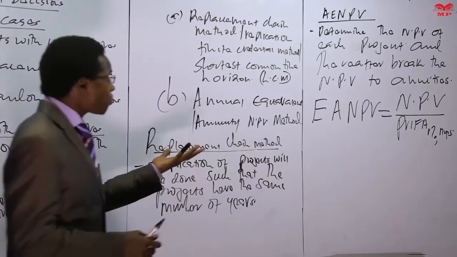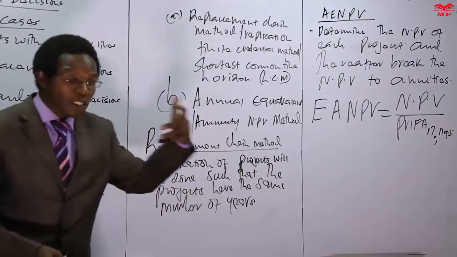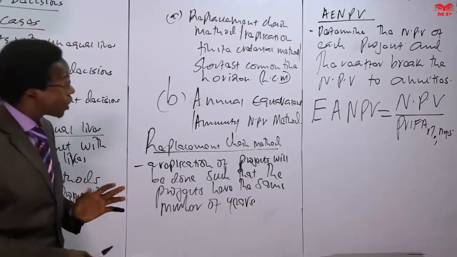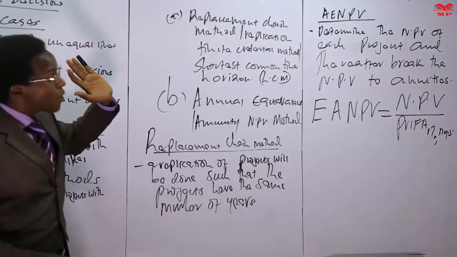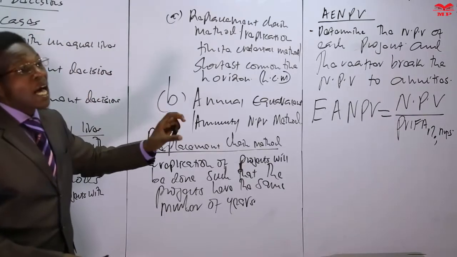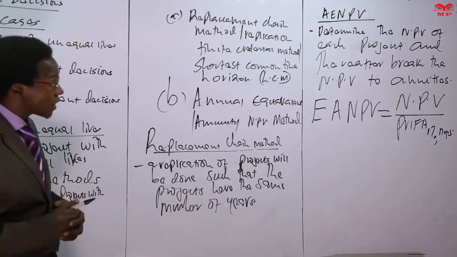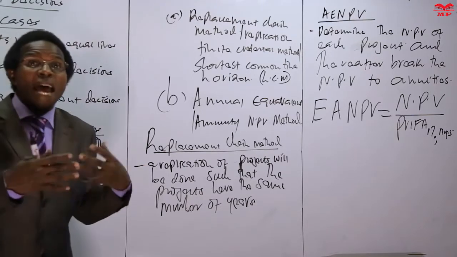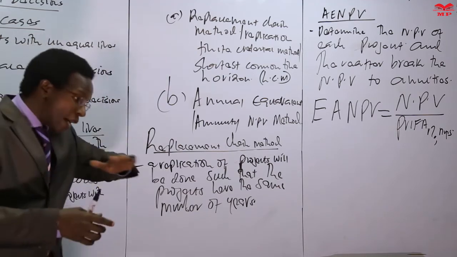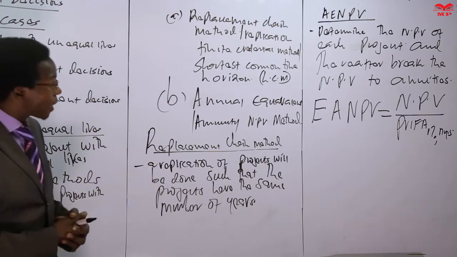So those are the 2 simple methods. In the replacement chain method, we assume that we are doing reinvestment. We are reinvesting the same cash flows over several years in future. While in the equivalent annuity NPV, we compute NPVs and we break those NPVs into annuities. That's important. It's like, say, we compute an average NPV, an average NPV for 1 year. How much will be the NPV for each project? Then we compare them accordingly.